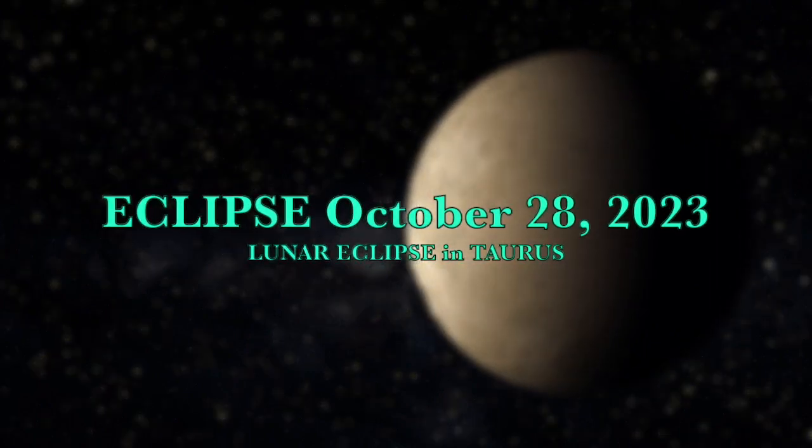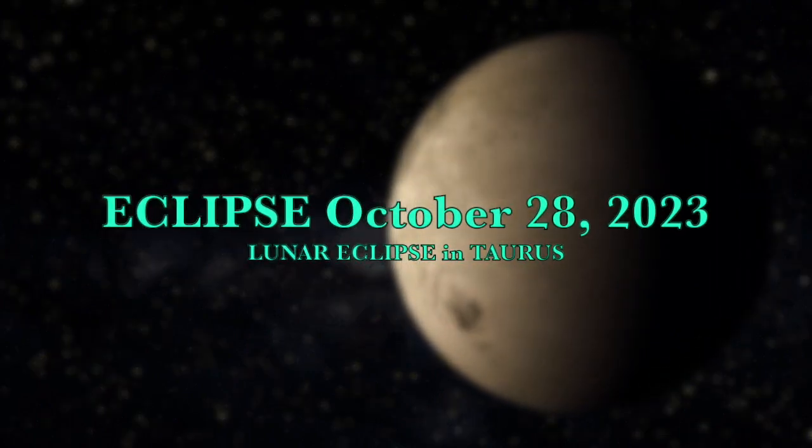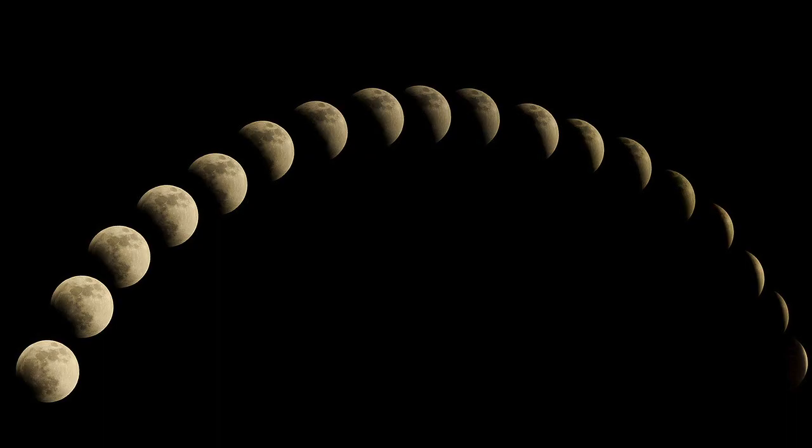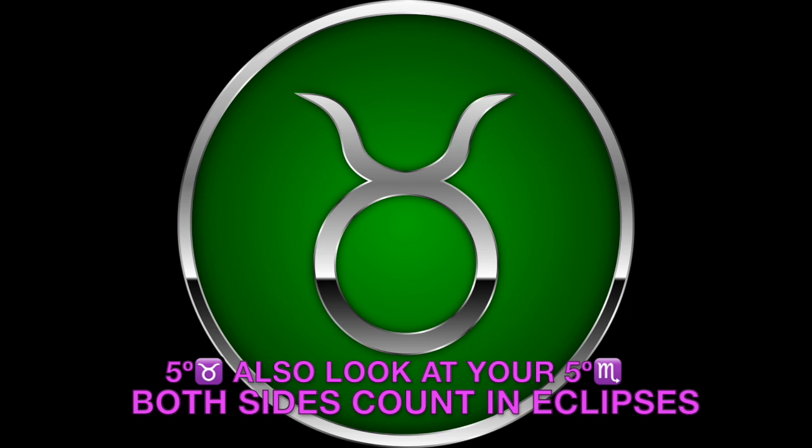Some of the details and some of the other planets that are surrounding what and where and when at the time of the eclipse. So this is the October 28th eclipse in Taurus.